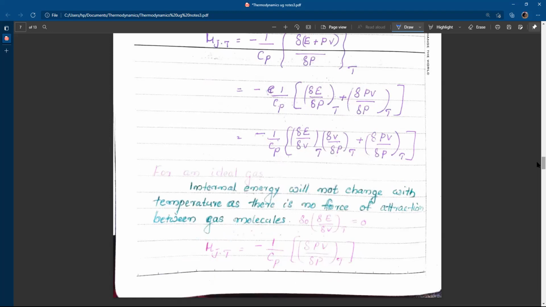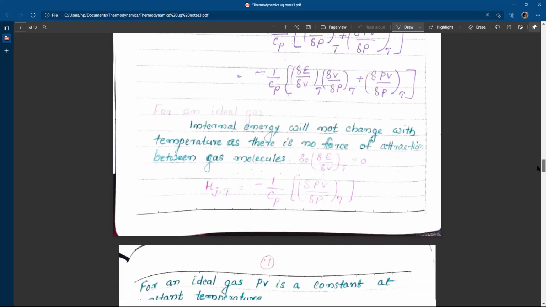that is minus 1 by Cp into dou E by dou V at constant temperature into dou V by dou P at constant temperature plus dou PV by dou P at constant temperature. Internal energy will not change with the temperature as there is no force of attraction between gas molecules. So dou E by dou V at constant temperature is equal to 0. Mu JT is equal to minus 1 by Cp into dou PV by dou P at constant temperature.